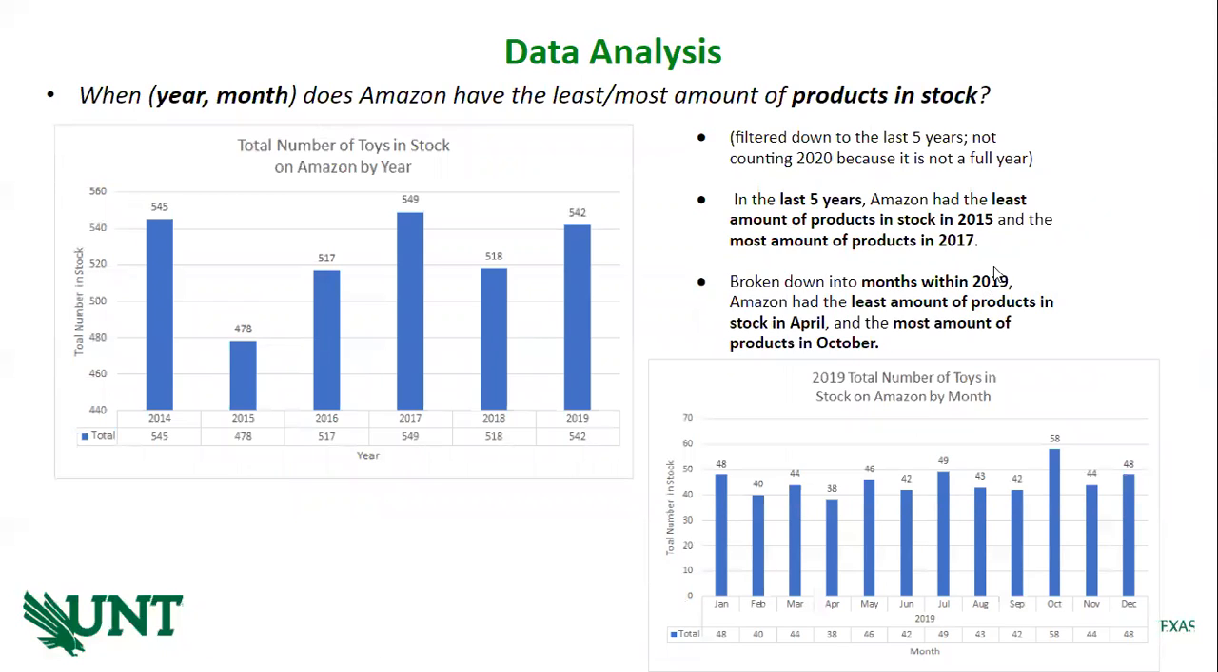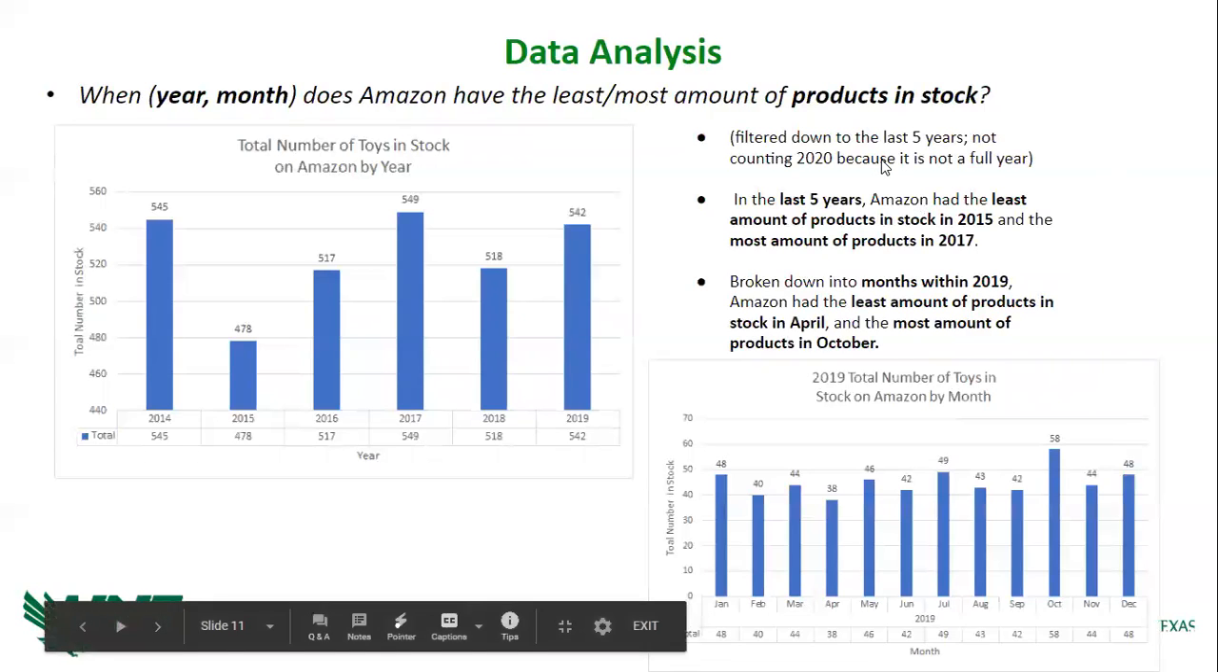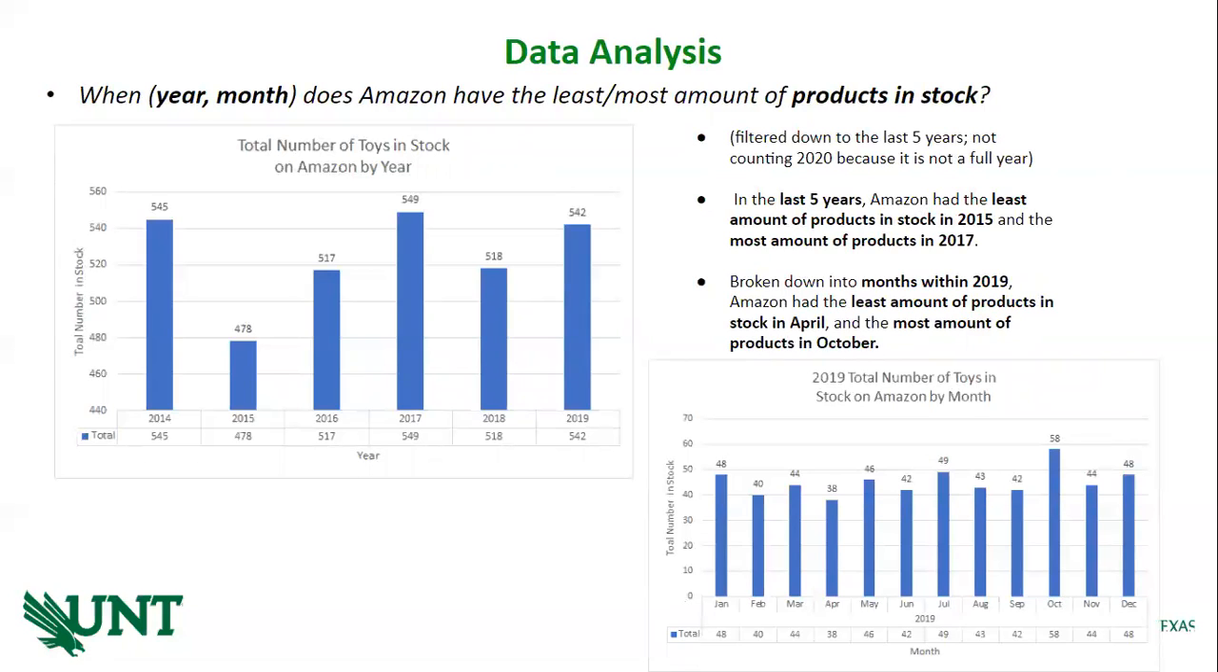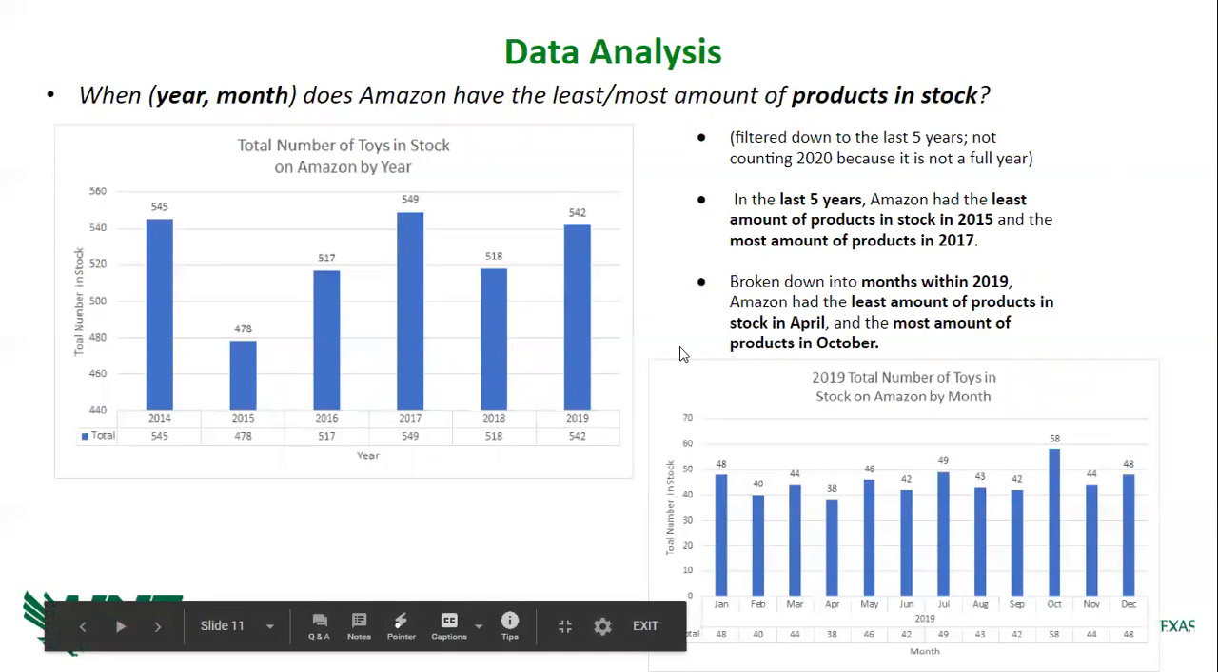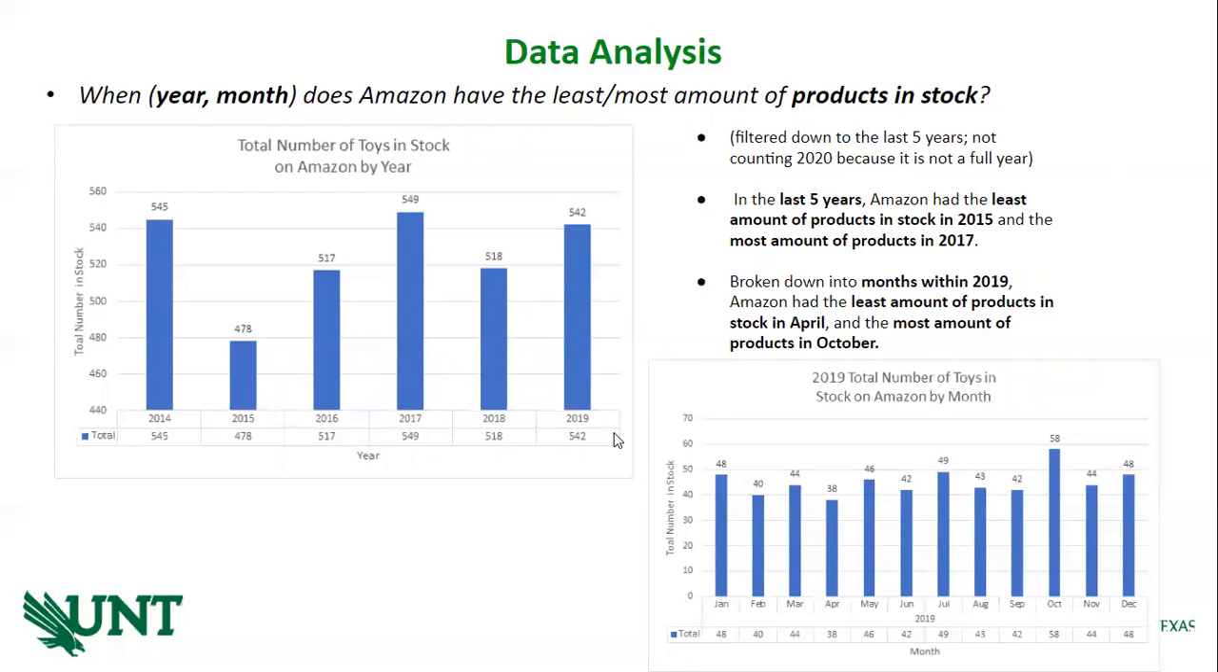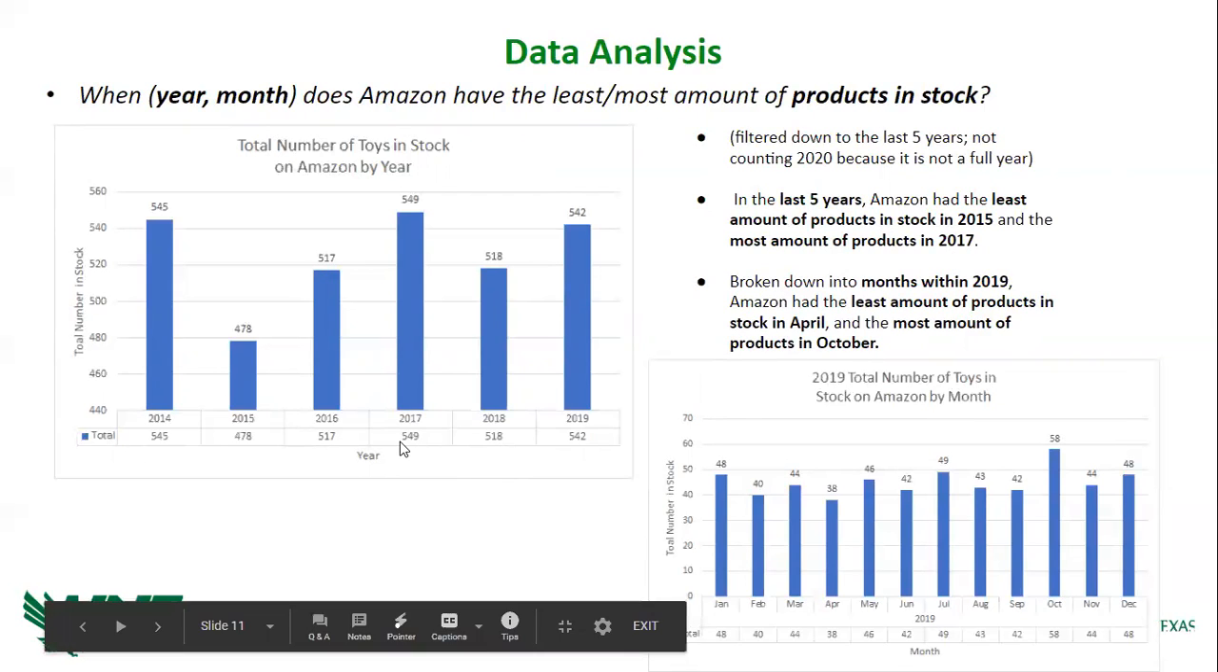My other question was, in what year and month does Amazon have the least and the most amount of product in stock? So I filtered it down again, to the last 5 years. It actually had everything from 2000 to 2020, so it's 20 years of data, but I filtered down to the last 5 years. You can see it's 2014 to 2019 because 2020 is not a full year just yet when I'm recording this. As we see in the last 5 years, we had the least amount of product in 2015 and the most amount of product in 2017.